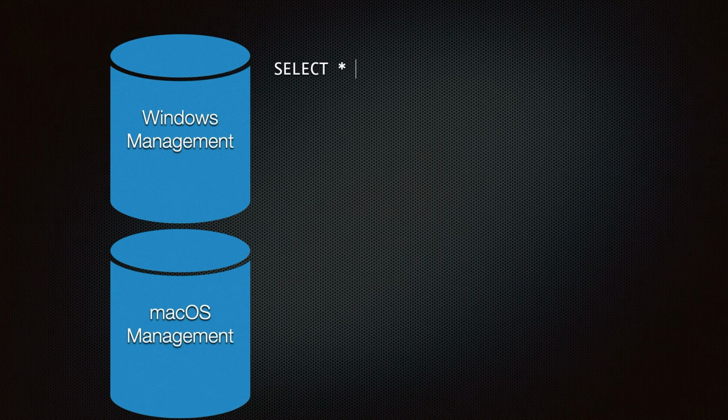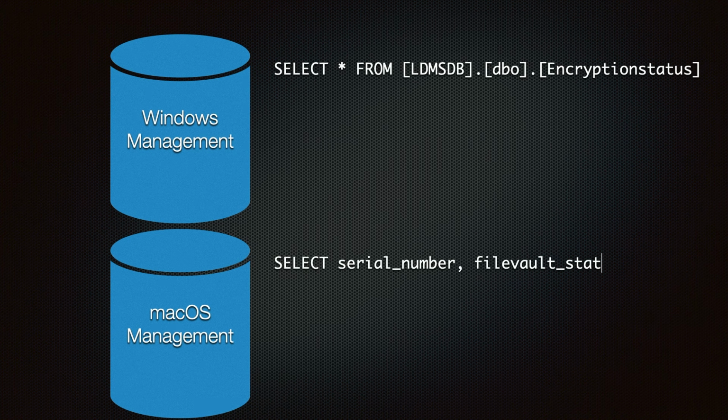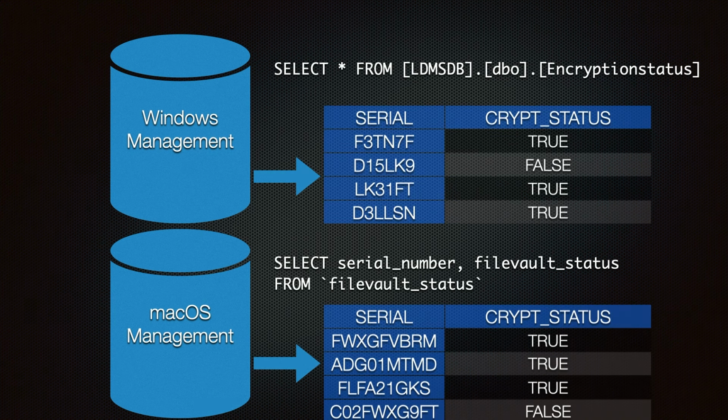Now, let's have our management systems tell us all they know. On the Windows side, I have a view into the database, which actually creates a table on the fly from the several different places that our Windows endpoint encryption process can record its status. For Macs, I'm querying an actual table in Monkey Report.